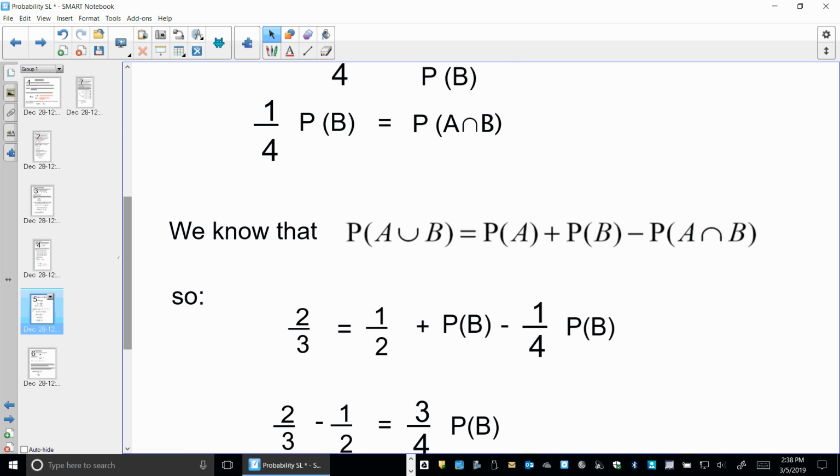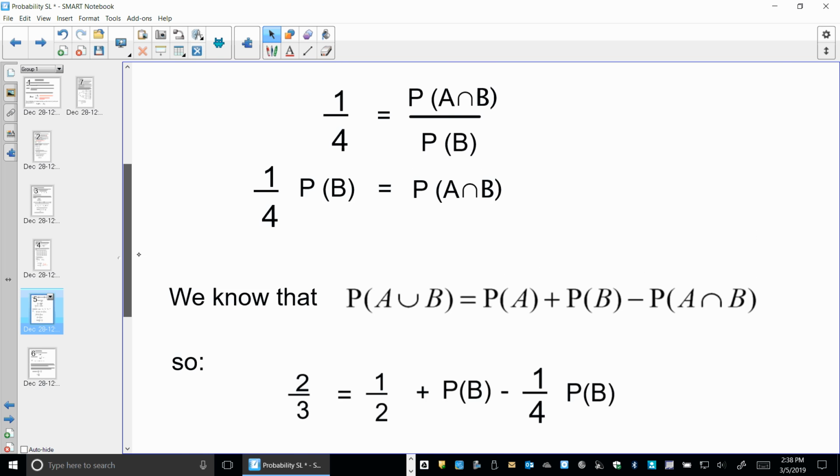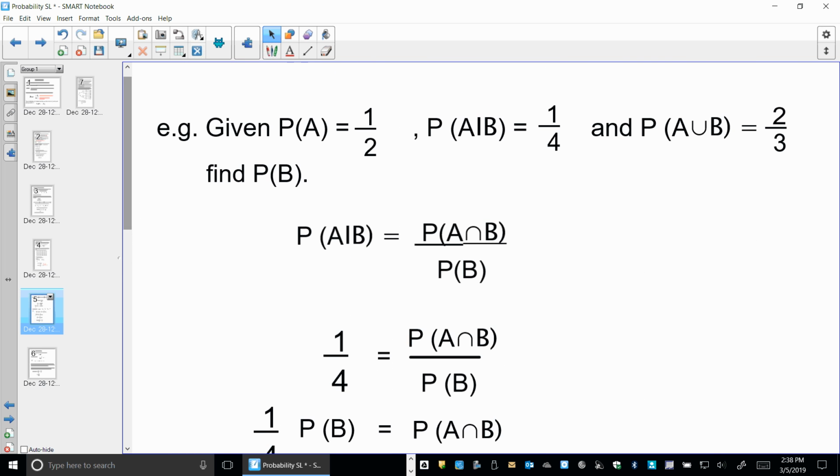Do you remember we learned this the other day? Yeah? So you get given it. So the fact that they've told us the union and A and they've asked us about B probably means we're going to be using this. Now, the issue is that we don't know anything about the intersection, but they did tell us about the conditional probability. So we know that conditional probability would be this.